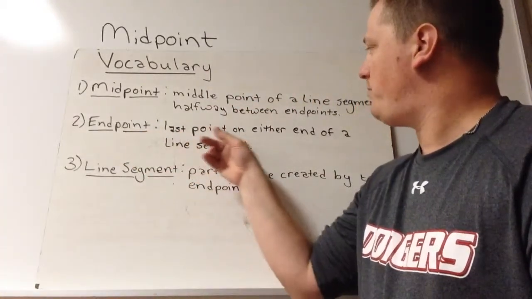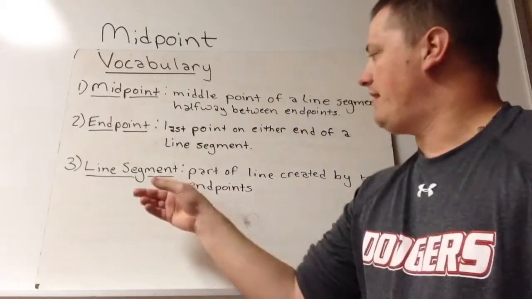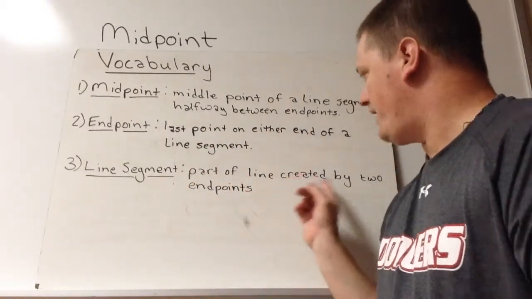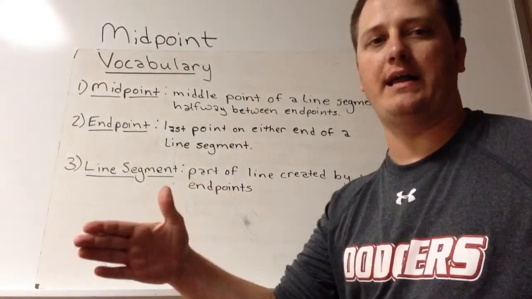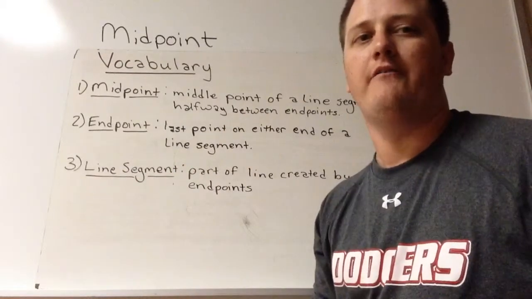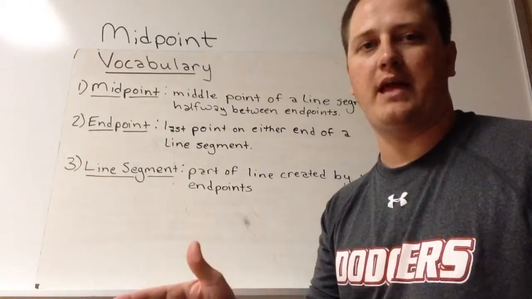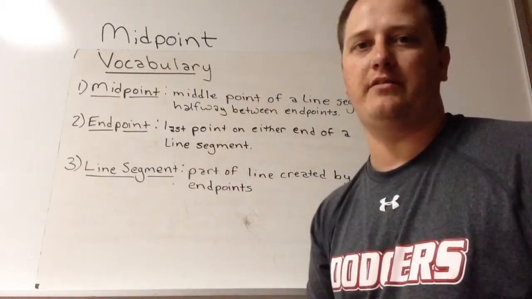Endpoint, last point on either end of a line segment. Line segment, part of a line created by two endpoints. Basically, we have a line and we chop off the sides so that it stops. It's not continuing forever, and those two ends are the endpoints. And then that is a line segment, and halfway between is the midpoint.